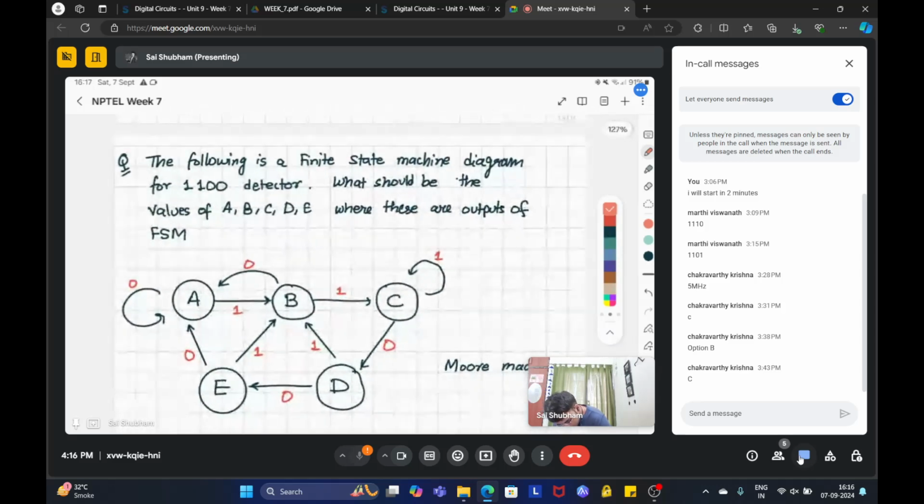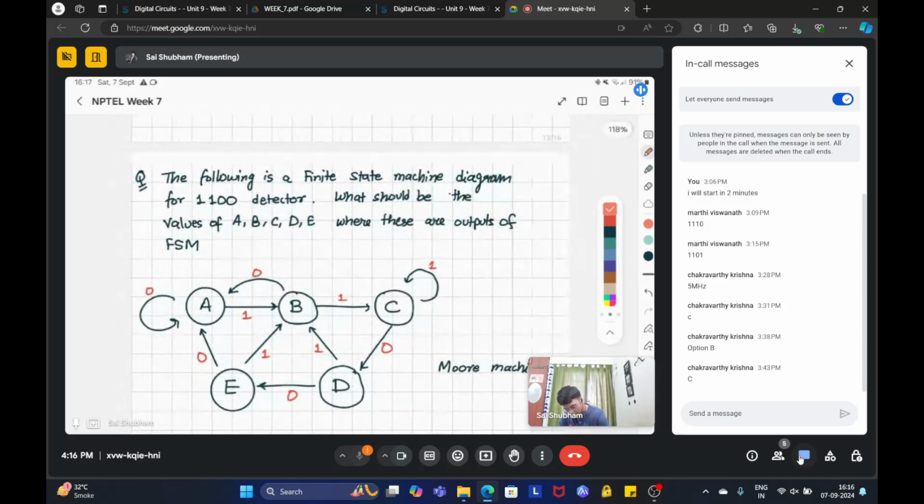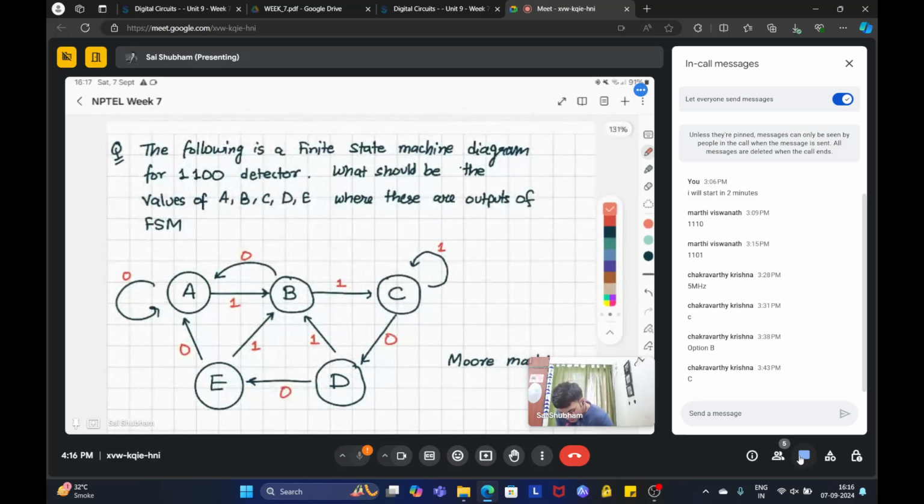So this is another question regarding finite state machines. The following is a finite state machine diagram for a 1100 detector. Okay. So what should be the values of A, B, C, D, E, where these are outputs of the FSM?